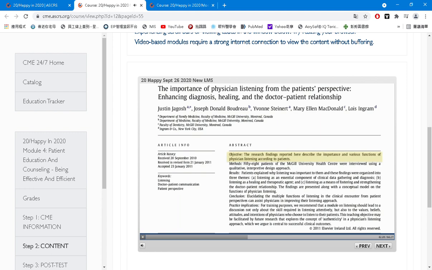There's a lot of data. There have been a lot of papers and research on the patient's perspective. And really what that means is how we view you, how we view the procedure. And one of the things generally agreed upon about the patient's perspective is the importance of physician listening. It enhances diagnosis, healing, the doctor-patient relationship. I want you to listen to me. I want you to listen to me until I'm ready for you to leave the room.